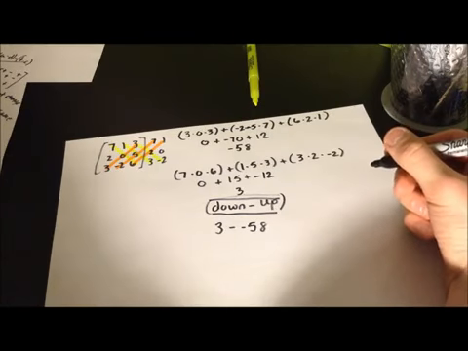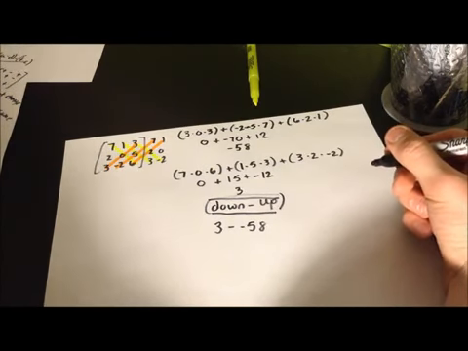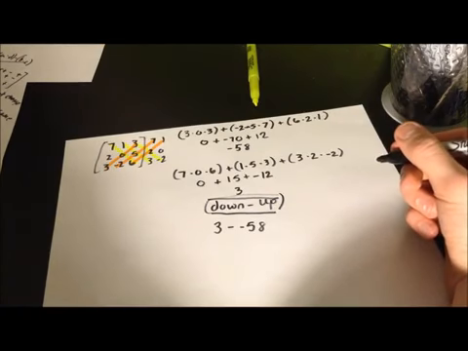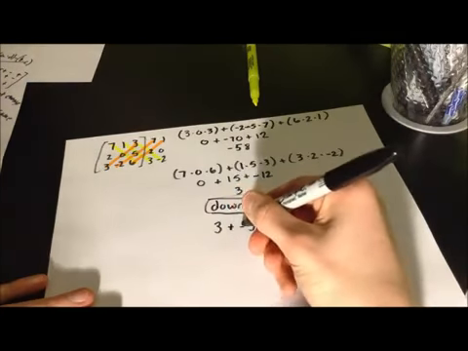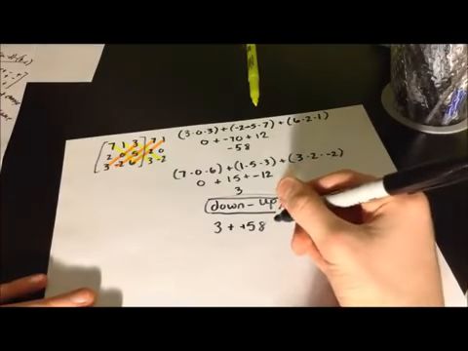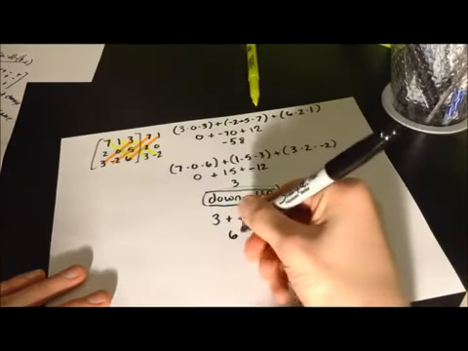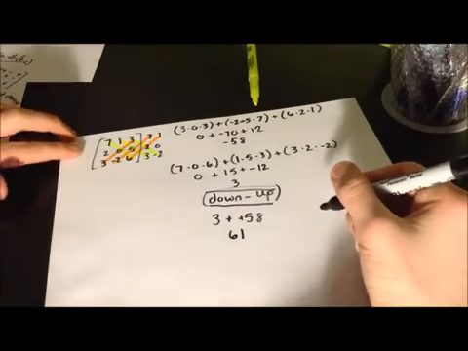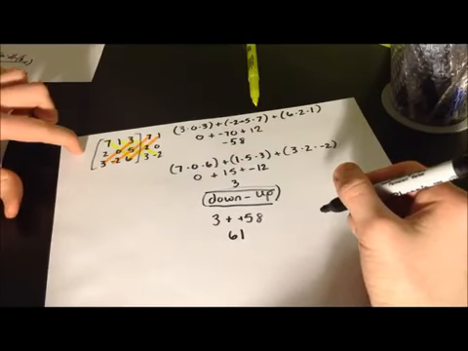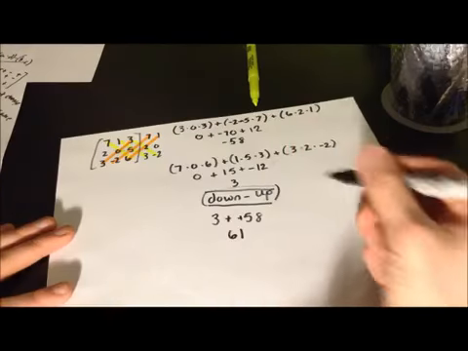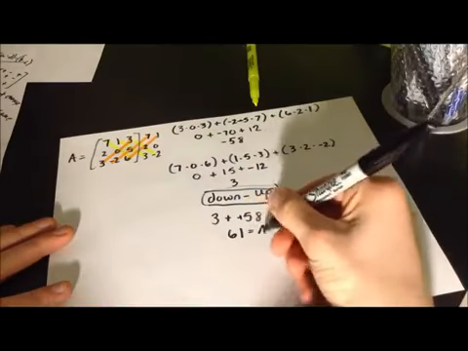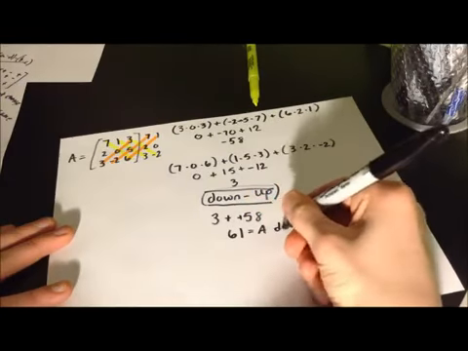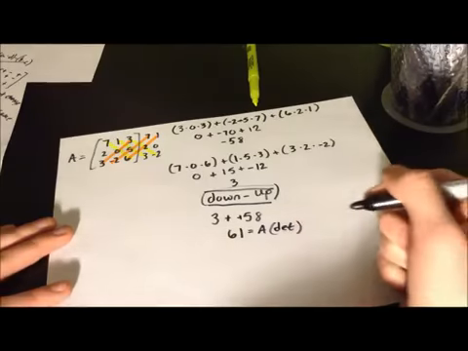And subtracting a negative is the same thing as adding a positive. You can look at my other videos to see subtraction and addition with positives. So 3 plus 58, that's going to be 61. So now our determinant of the 3 by 3 matrix, which was our original, A, that is the determinant of A. Determinant is abbreviated DET in parentheses.